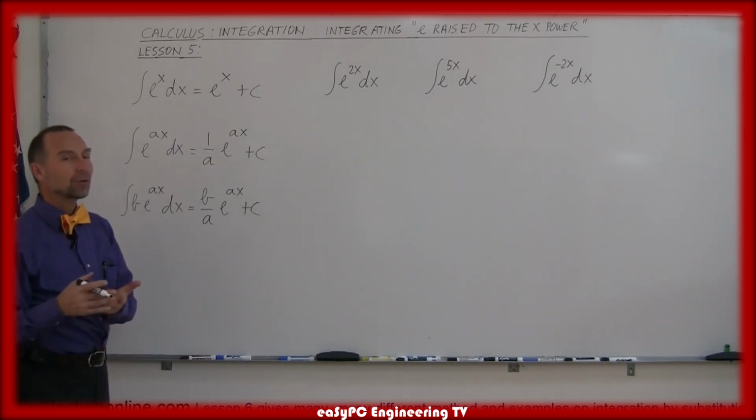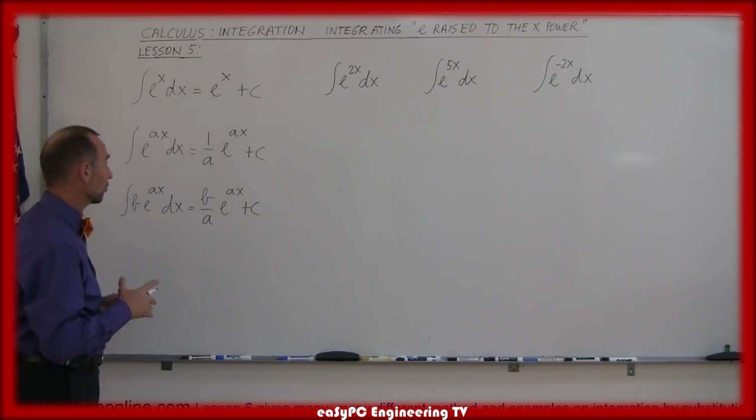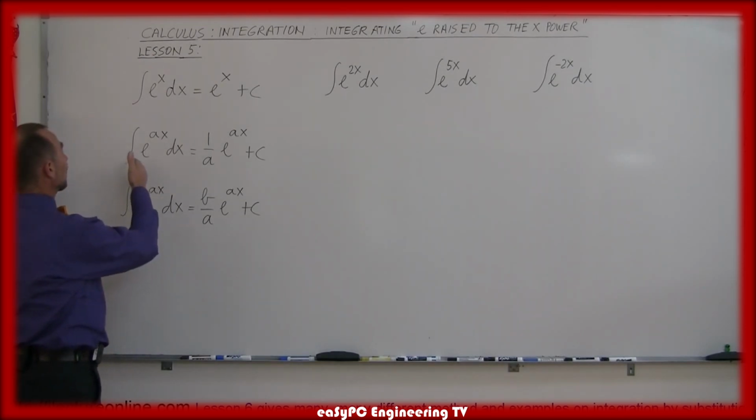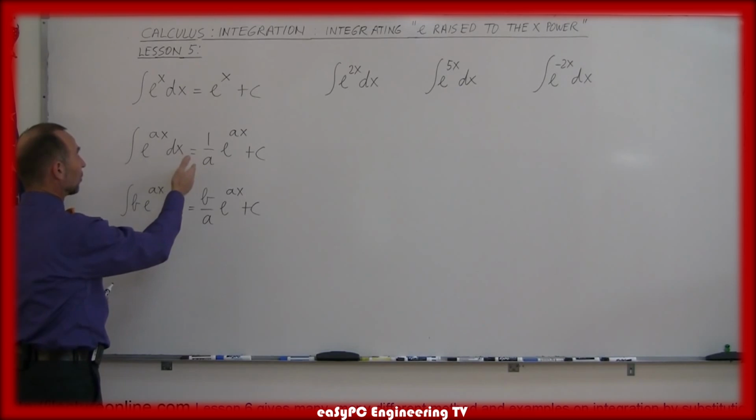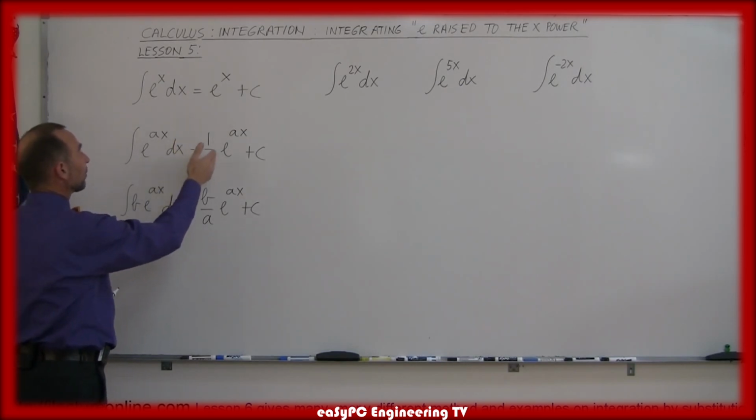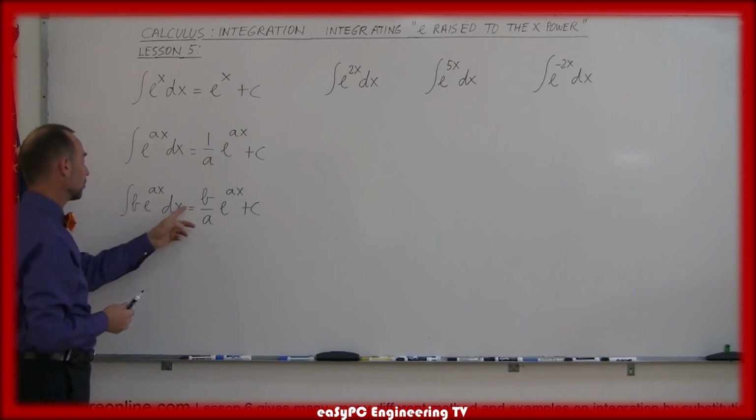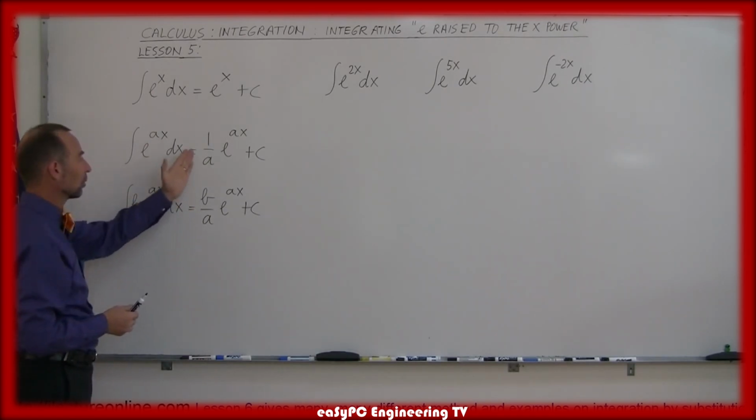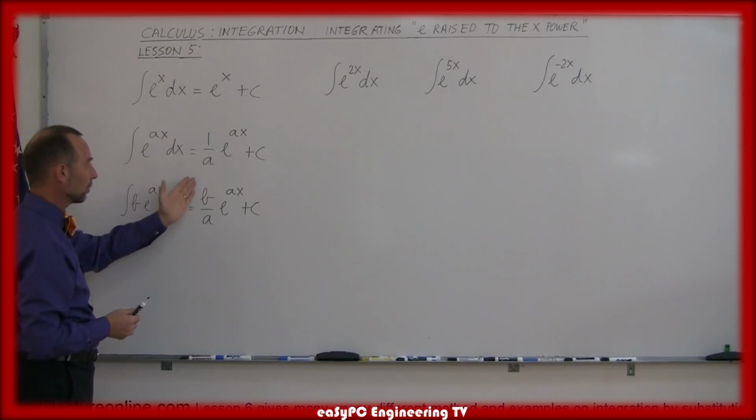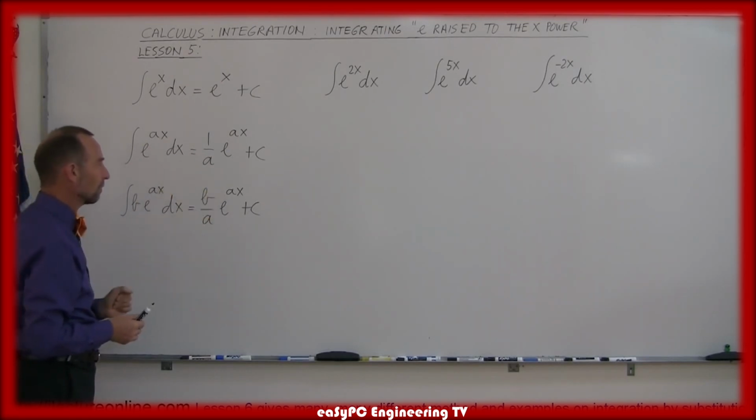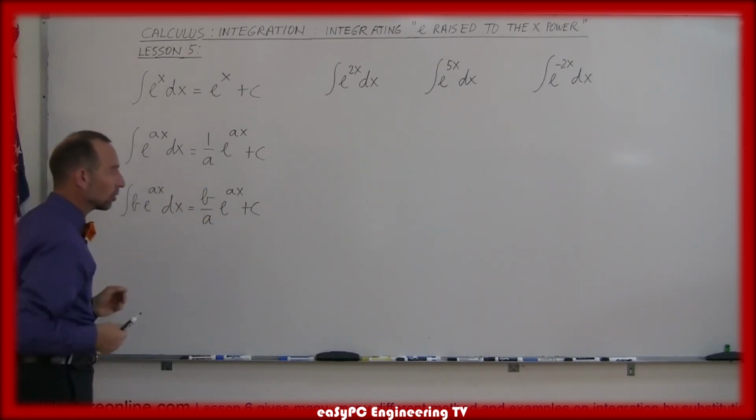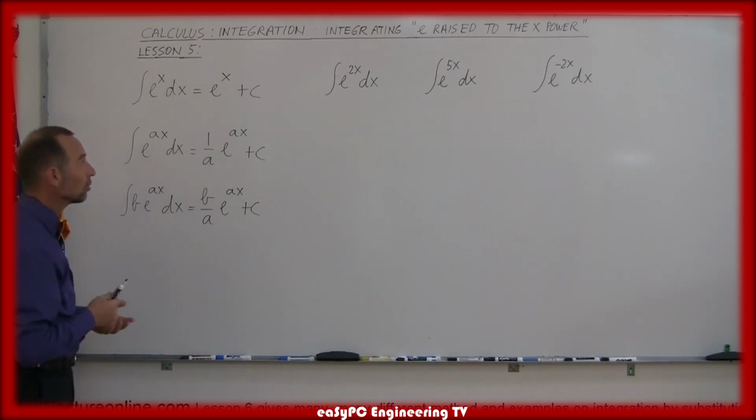Now, things will get a little bit more difficult when we talk about e to the x. For example, what do we do when we have e to the ax dx? And the answer is that is equal to 1 over a times e to the ax plus c. And if we have a constant in front, of course, we have to move that outside the integral sign. So we're going to multiply this 1 over a times b, and it will be b over a times e to the ax plus c. So that's the general rule, the general concept of how we integrate e to the x.